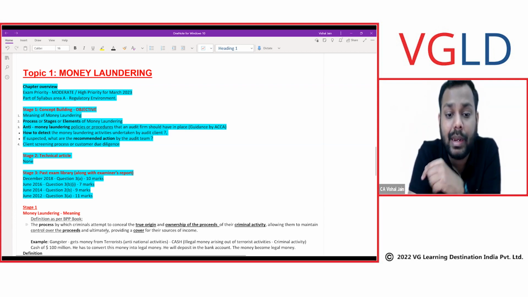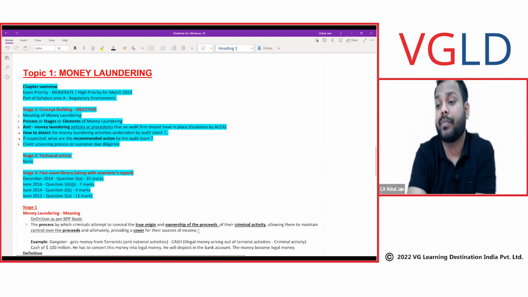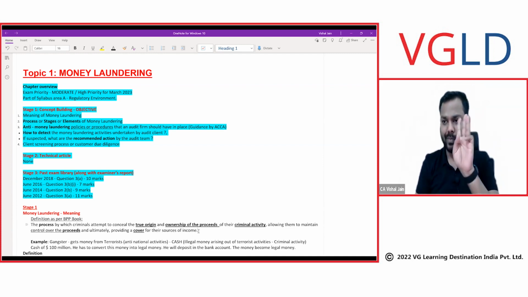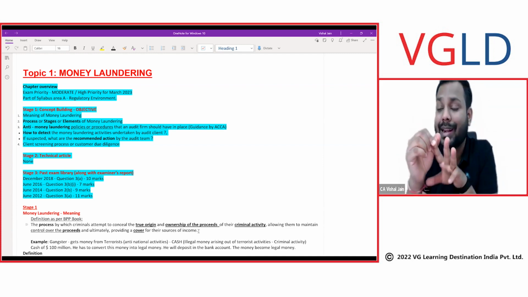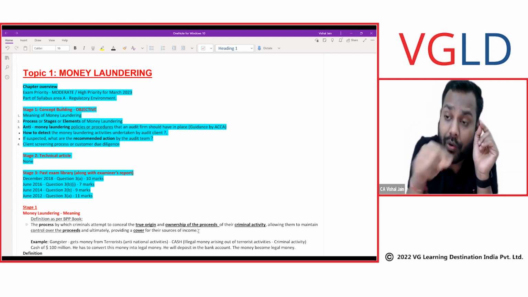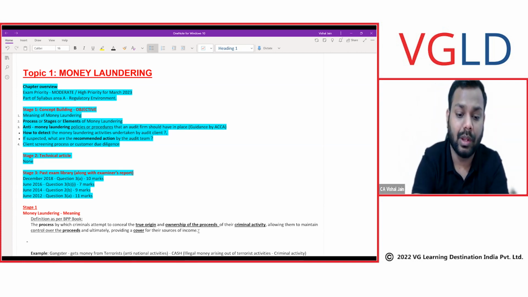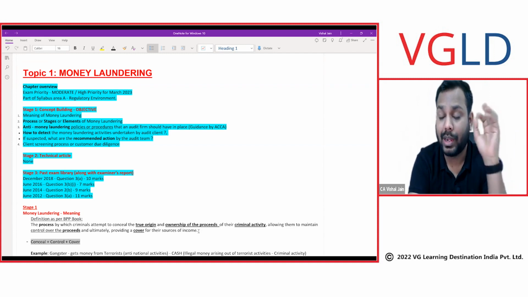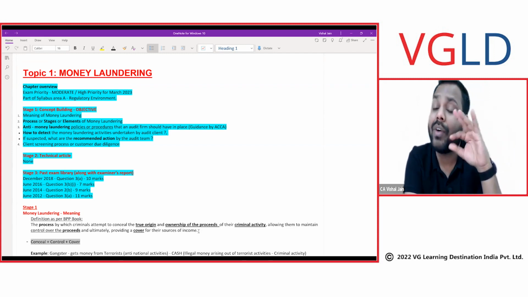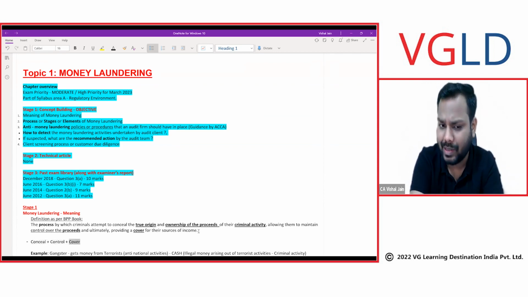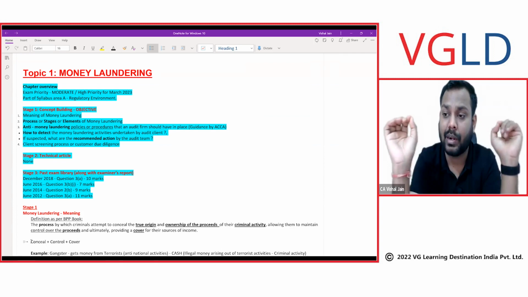And ultimately providing a cover for the true sources of their income. Meaning, three things. First, you are trying to conceal the source of income. You are keeping control over that money, and you are giving cover to the source of income. So three things to keep in mind: conceal, plus control, plus cover. This is the meaning of money laundering: conceal the true source, control over the money, and cover for the true source. How will we cover? I'll discuss that right now, just give me a minute. But I believe conceal and control are clear to all of you. Please confirm, guys.